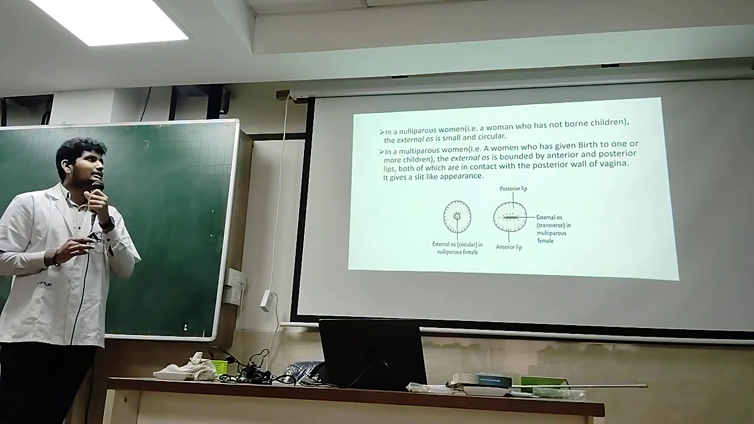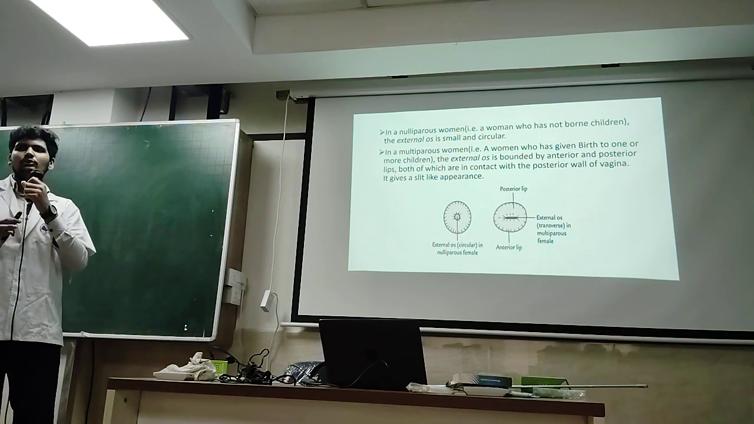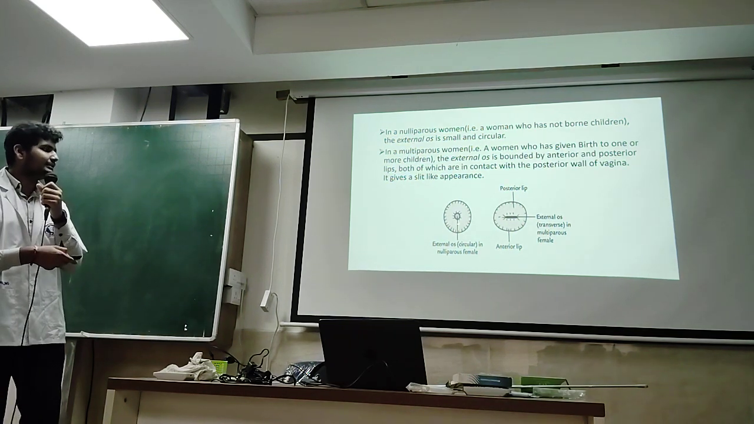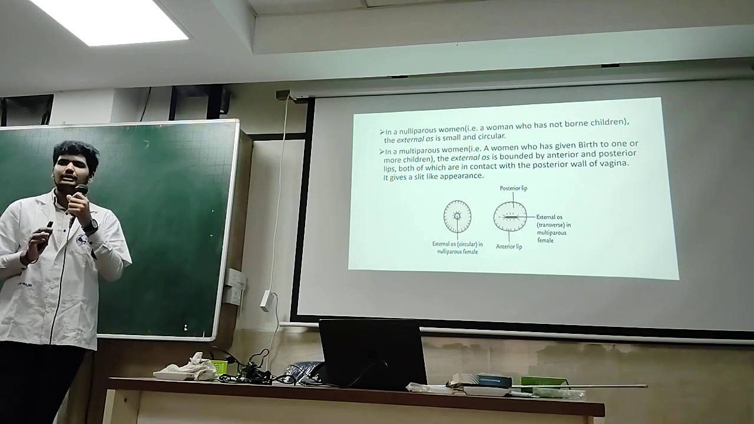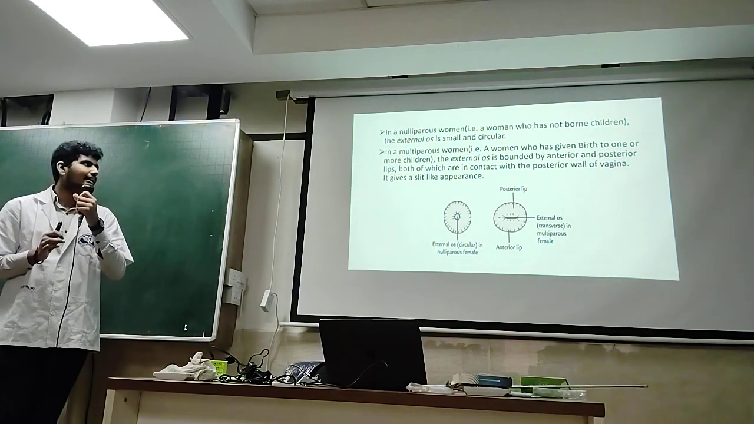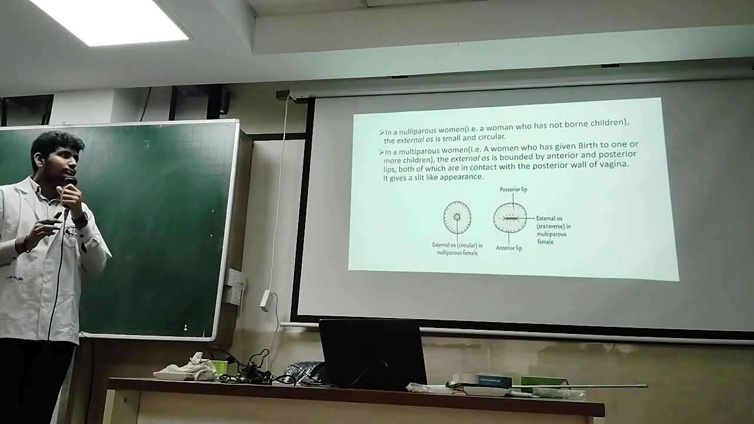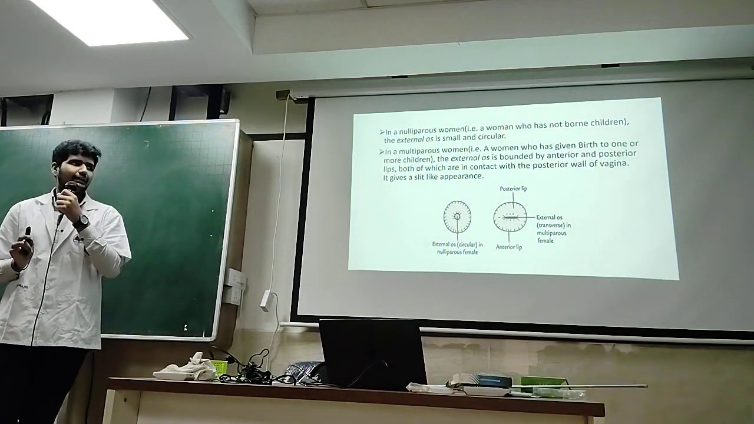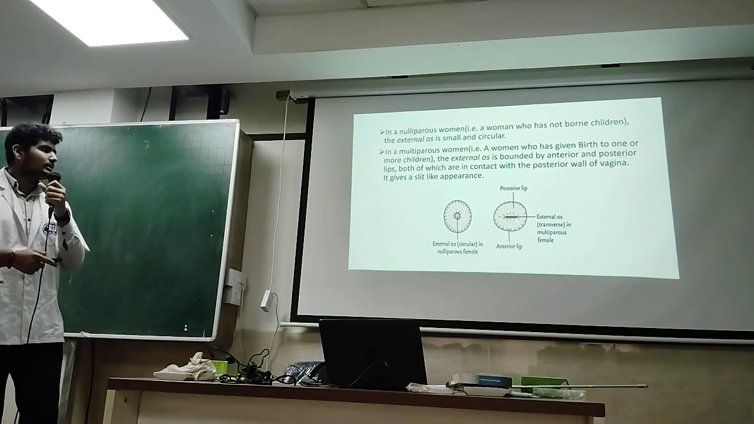In a nulliparous woman, that is a woman who has not borne any child, the external os is small and circular, as can be visualized in this diagram. In a multiparous woman, that is a woman who has given birth to at least one child, the external os is bounded by anterior and posterior lips, both of which are in contact with the posterior wall of the vagina. It gives a slit-like appearance, as can be seen in this figure.